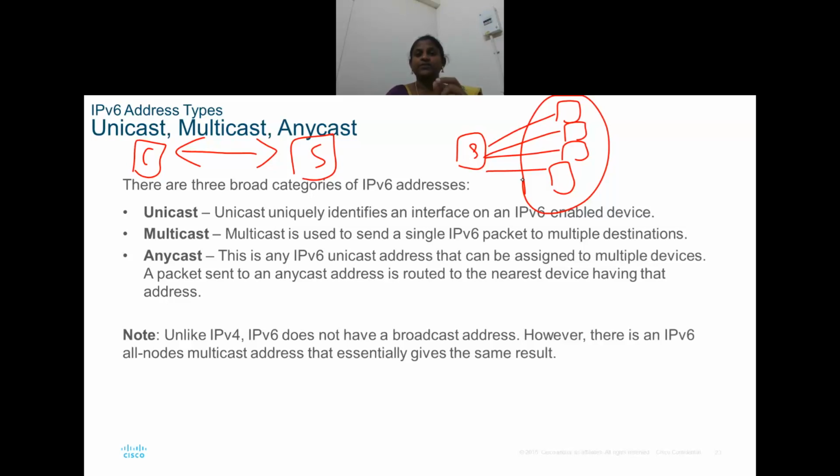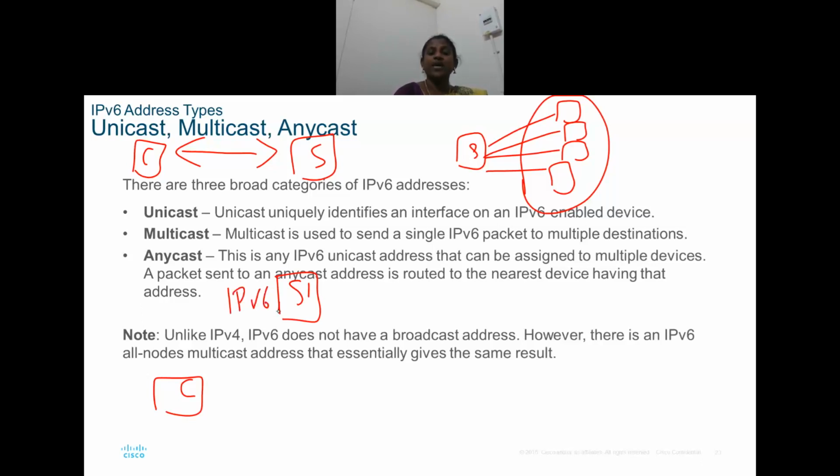Now anycast is one interesting address type that is specially present in IP version 6, which is not there in IP version 4. Anycast is where you will have a client, and you will have a server S1 having the IP version 6 address 1.